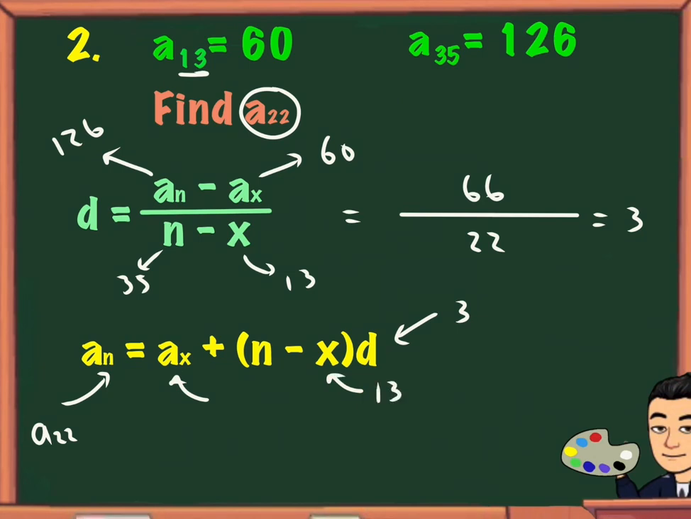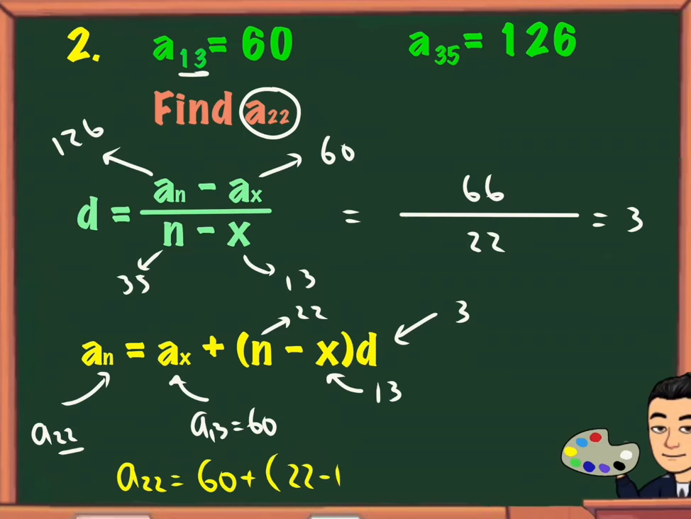So a sub 13 is 60. Now you're going to plug in everything, and since we're finding a sub 22, n equals 22. So now let's rewrite everything. a sub 22 equals 60 plus 22 minus 13 multiplied by 3. 22 minus 13 is 9, times 3 equals 27. So 60 plus 27, your answer is 87.